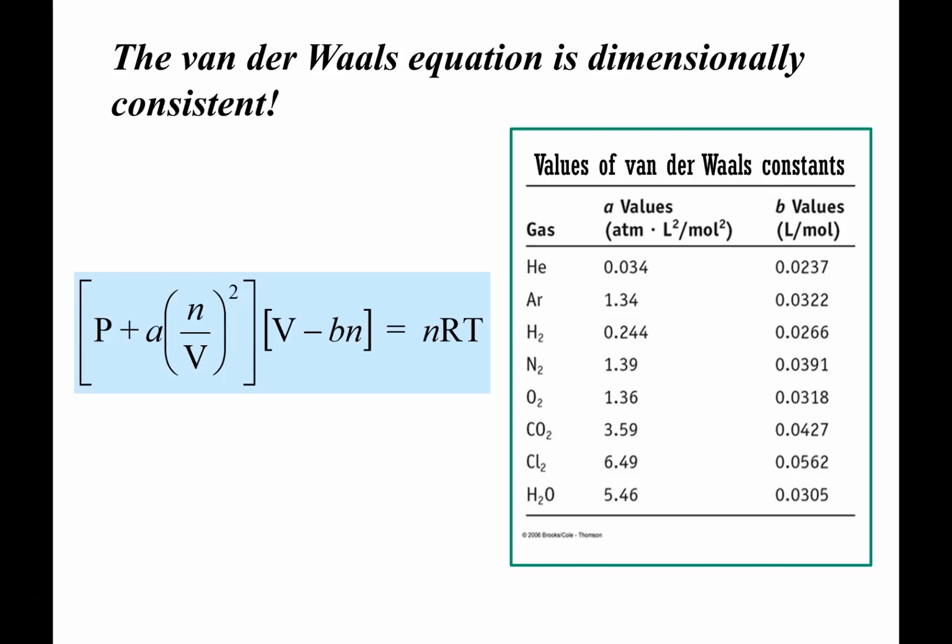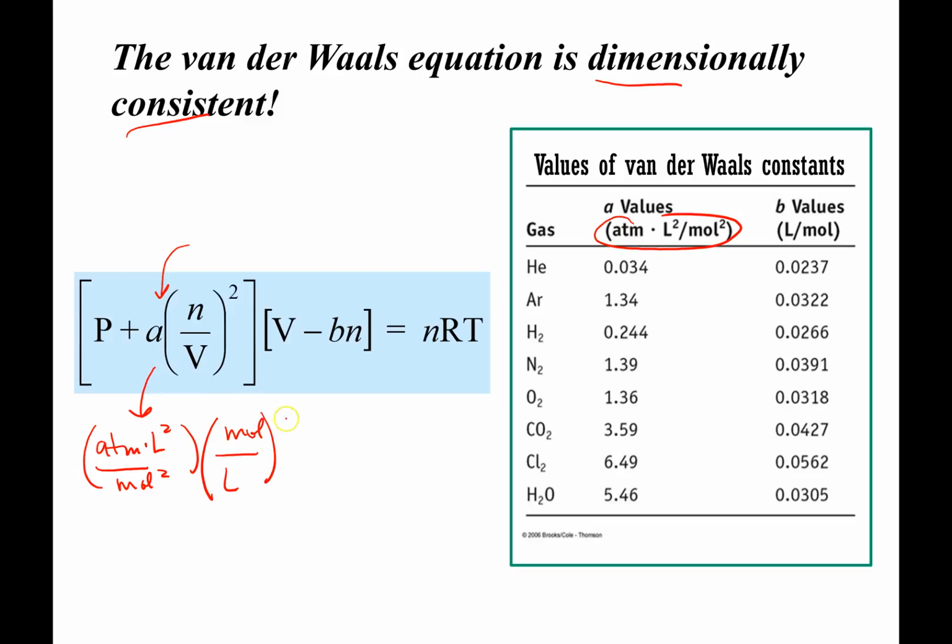Now, before we leave, I thought I would take one more look at the title of this, which talks about dimensional consistency. Remember how that works. So let's pick on the a. Units of a are going to be atmospheres times liters squared in the numerator. In the denominator, we're going to have moles squared. That's my units of a. For n, that's going to be moles. And for V, of course, that's going to be liters. And I'm going to square that.